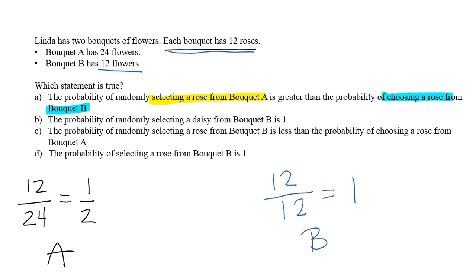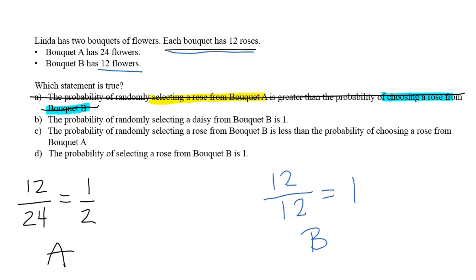Now, returning to our statement, it's asking us, is the probability for A bigger than the probability for B? And we can see that it's not, because the probability for A we found was 1/2, and that's certainly not bigger than 1. So A we can say is not true.